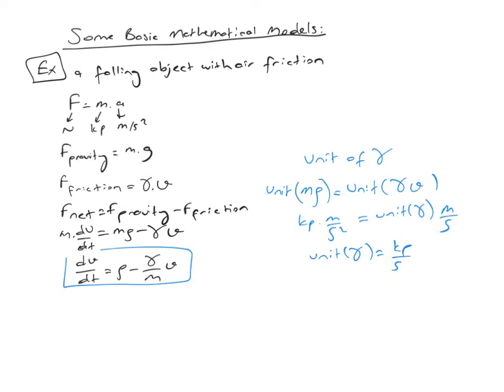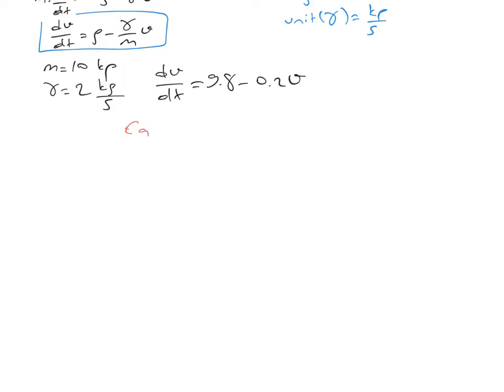Let's continue from this equation. Let's put in some numbers. Let's say M is equal to 10 kilogram and gamma is equal to 2 kilogram per second. So dV over dt is equal to 9.8 minus 2 over 10, which is 0.2, times V. At this point, we will define equilibrium point. Equilibrium point is the point where no change occurs in the derivative. So in our example, by putting 0 for dV over dt, 0 is equal to 9.8 minus 0.2V. From here, V equilibrium is equal to 49 meter per second.